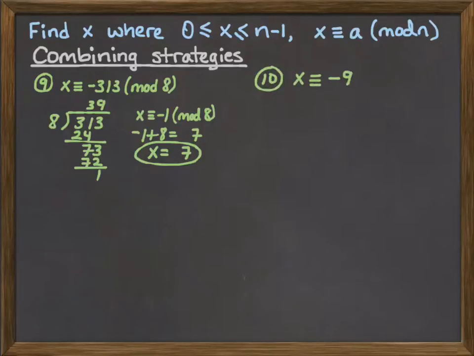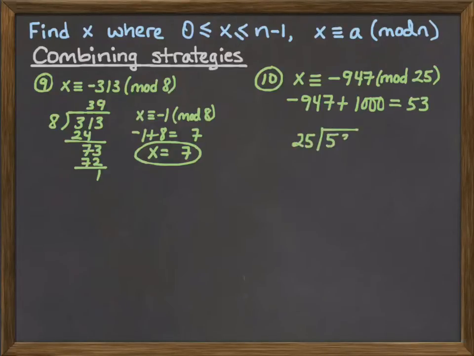As another example, let's say x is congruent to negative 947 mod 25. Well, I can use the strategy of adding or subtracting a multiple of 25 to make that number a little bit nicer. So I'm going to add 1,000. When I add 1,000, I get 53. Now I know that x is congruent to 53 mod 25, and then I can use long division to see that 25 goes into 53 with remainder 3. And so x is equal to 3.